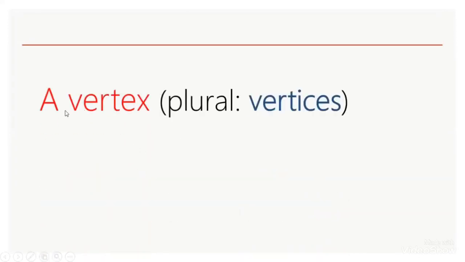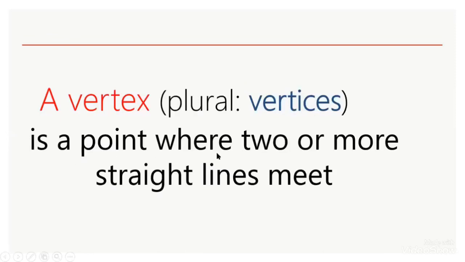Okay. What does the word vertex mean? A vertex is a point where two or more straight lines meet. Here is the first line. Here is the second. The point where they meet, we call that a vertex. If we have more than one, we call them vertices. Okay? Let us see together.